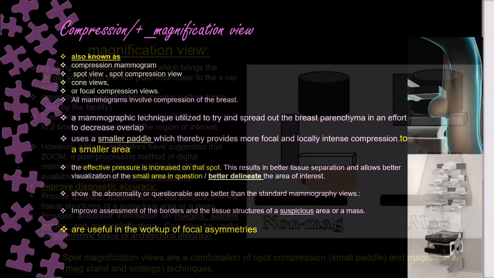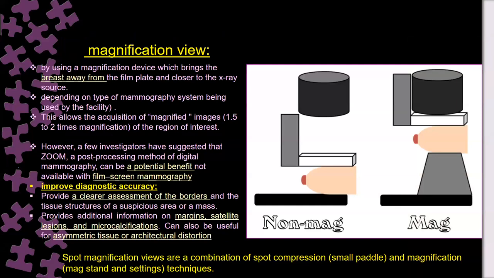And the magnification is a little bit different from the compression. The magnification here you can see in this illustration: this is the breast and this is the detector. This is the compression body. And here is the X-ray. When they are doing magnification, using the same principle, they take the object a little bit away from the detector and more toward the X-ray source. This is a magnification device. They put a magnification device and raise the breast away from the detector to make it a little bit magnified. This magnification depends on the machines. It magnifies the breast to 1.5 to 2 times magnification factors.